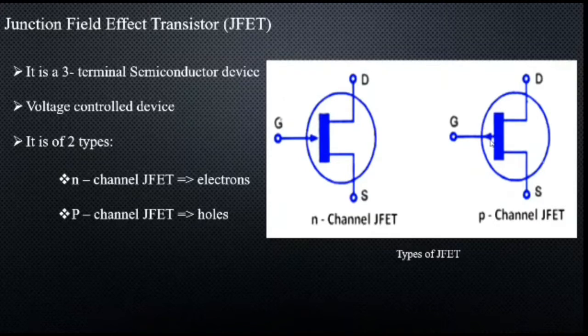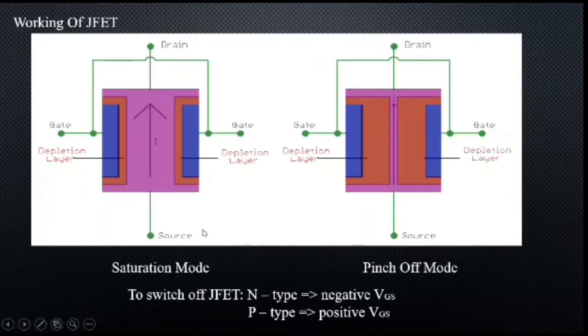N-channel. The N-channel JFET is one in which electrons are the primary charge carriers. Hence, if the transistor is turned on, the current flow is primarily because of the movement of electrons. The JFET in which holes are the primary charge carriers is termed a P-channel JFET. Hence, if the transistor is turned on, the current flow is primarily because of the holes.